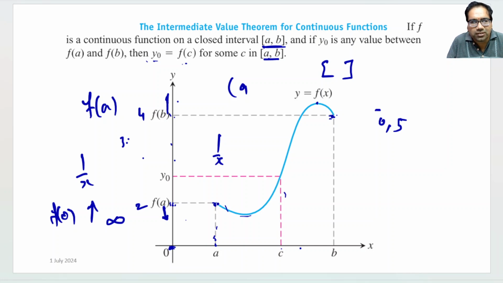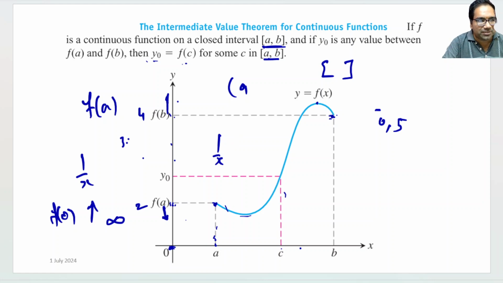We can only ensure that this curve will cover this entire area at least once. It can cover twice or thrice, it doesn't matter, but it will at least cover once. That's what we are trying to say. This is the intermediate value theorem. Now, this theorem, you use it in multiple places. It's a very, very important theorem, right?